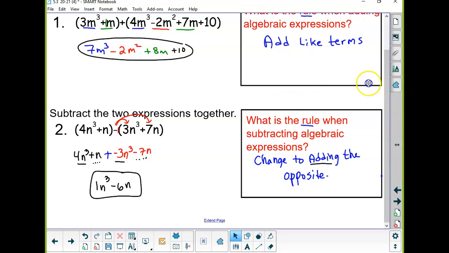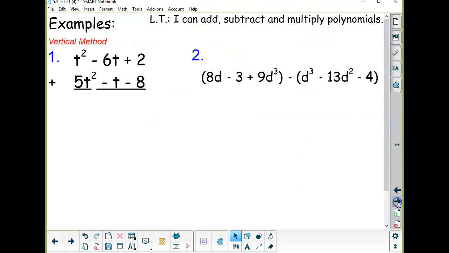All right. So adding and subtracting are kind of smaller pieces of what we're doing today. They're important, but the big part of what we're doing today is multiply. How do we multiply expressions? How do we multiply polynomials? I don't want you to write this. I just wanted to show it to you in case it comes up. There's something called the vertical method, which is still addition. But what it does is it aligns your like terms in a vertical row, or rows.